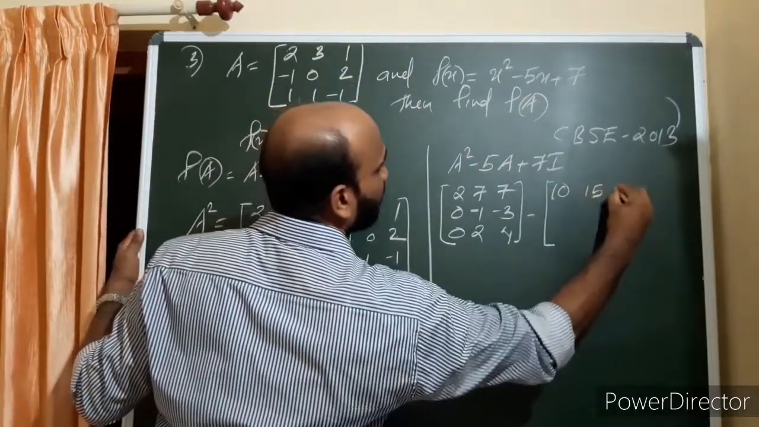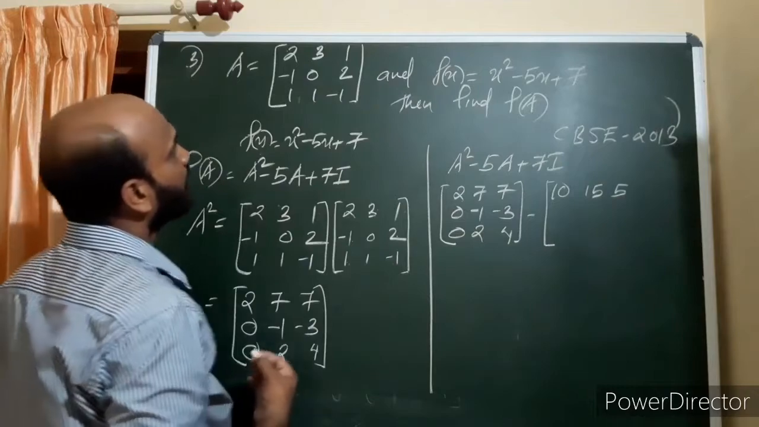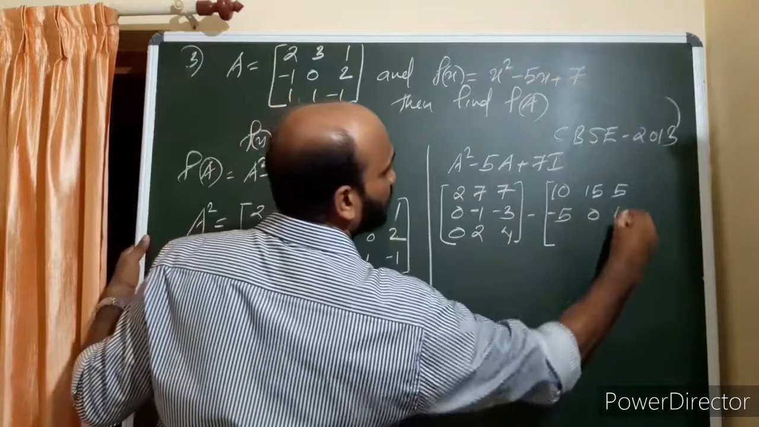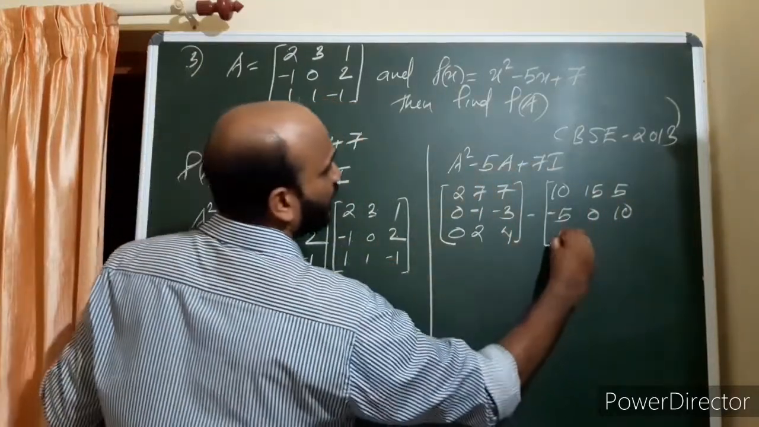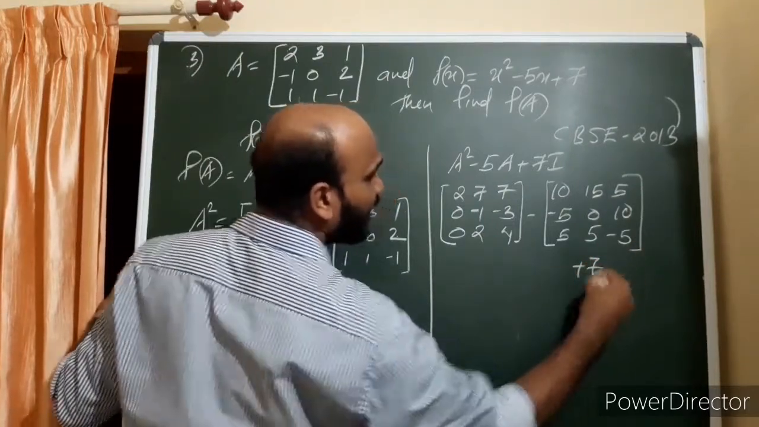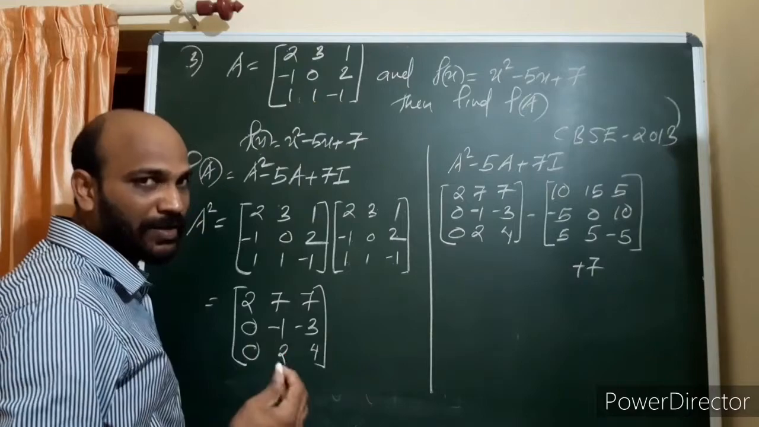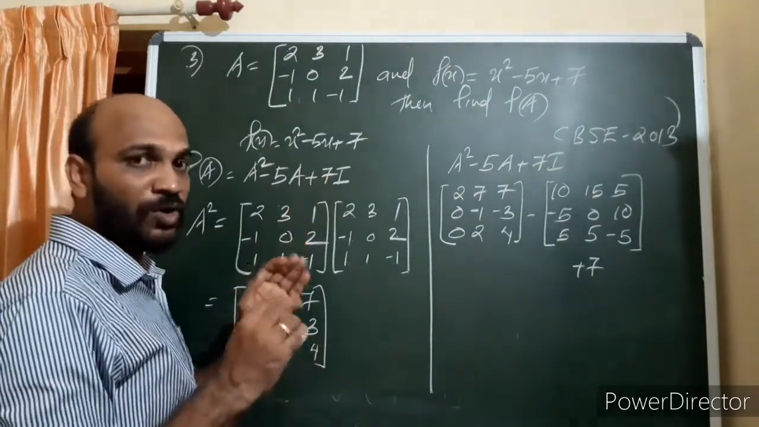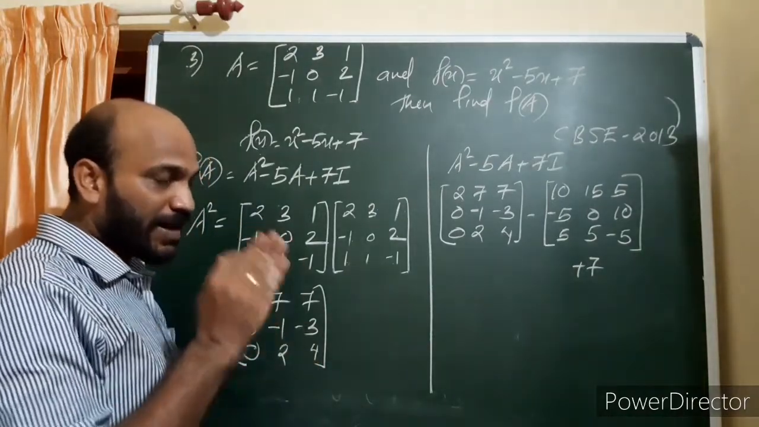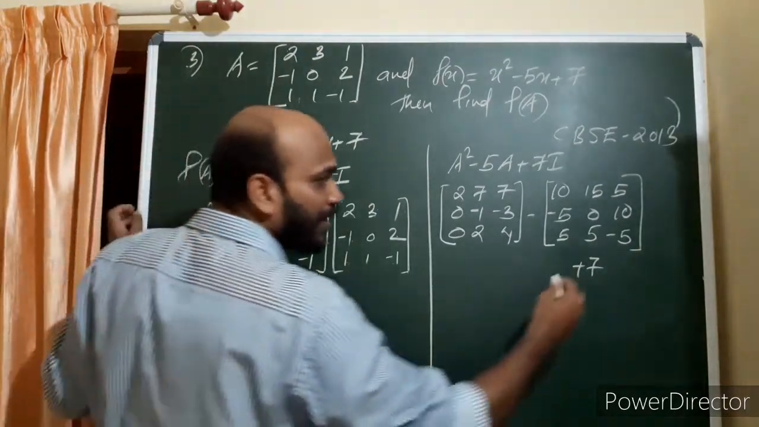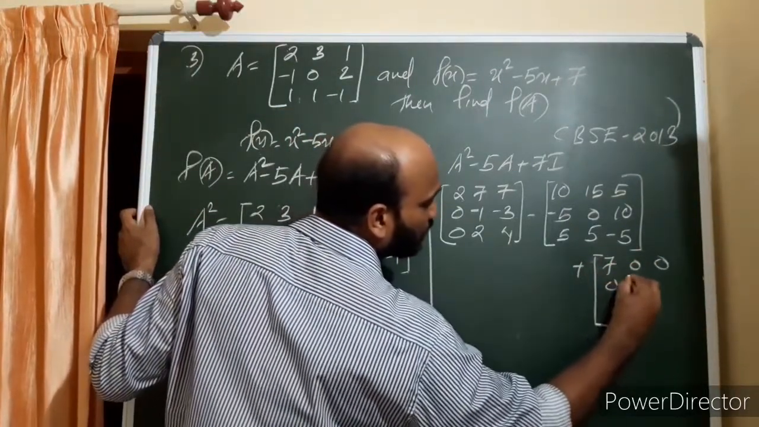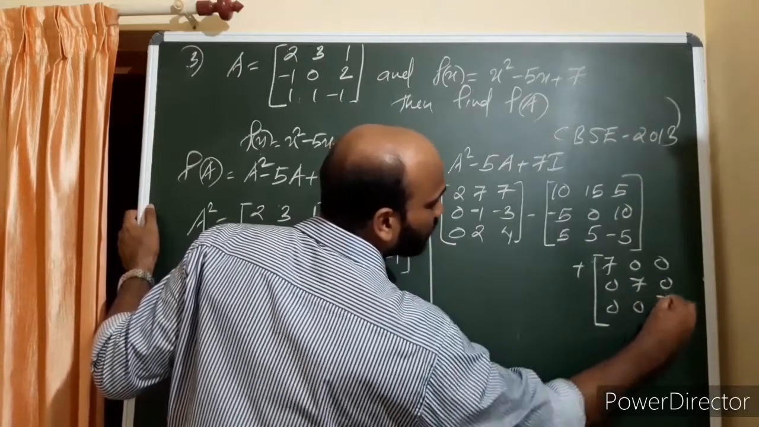15, 5, then minus 5, 0, 10, 5, 5, minus 5. Plus 7 into I, 7 into the identity matrix. I means identity matrix of order 3: 1, 0, 0, 0, 1, 0, 0, 0, 1. That means you have to multiply the identity matrix with 7. So we will get the answer like this. We will get the 3 by 3 matrix 7, 0, 0, 0, 7, 0, 0, 0, 7.